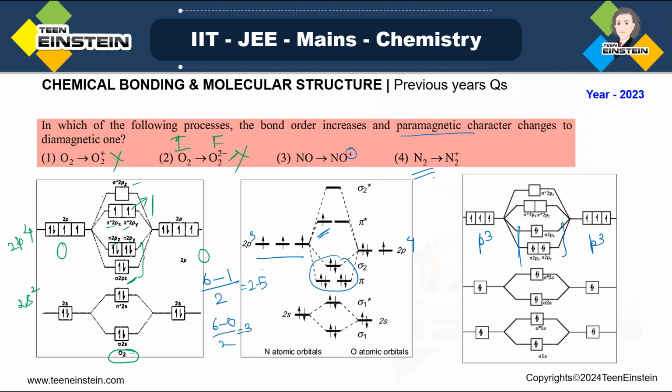Just check whether it is obeying one factor. If it is not, obviously it is not correct. Just for nitrogen, the initial species is not paramagnetic. Then why does the question arise of paramagnetic character changing to diamagnetic, right? So the third option should be the correct option.